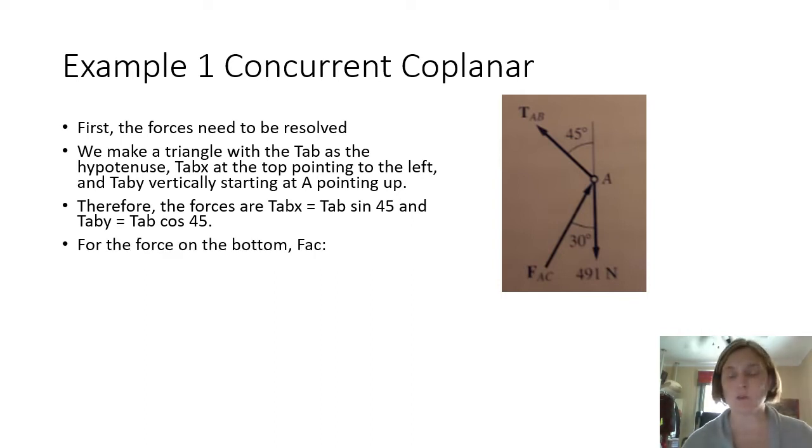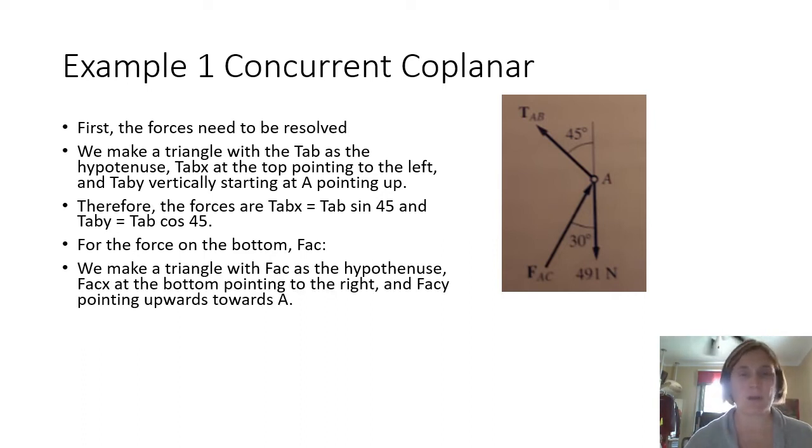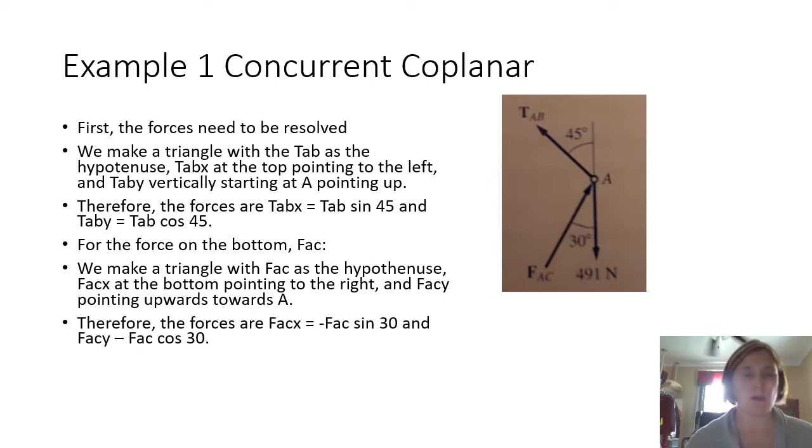Now, if we look at the force on the bottom, FAC, we're going to make the triangle. FAC is the hypotenuse. FACX is the bottom pointing to the right, and FACY is upwards pointing towards A. So the force FACX is going to be FAC sine 30 because it's opposite. And then FACY is going to be FAC cosine 30 because it's adjacent to the 30.